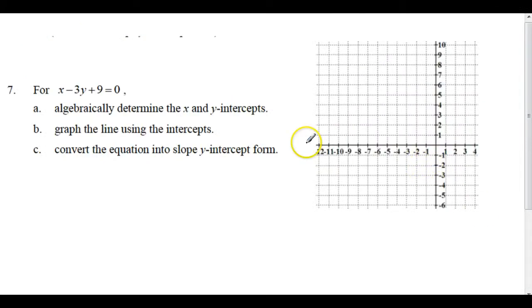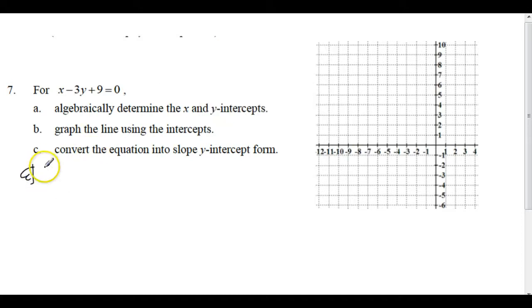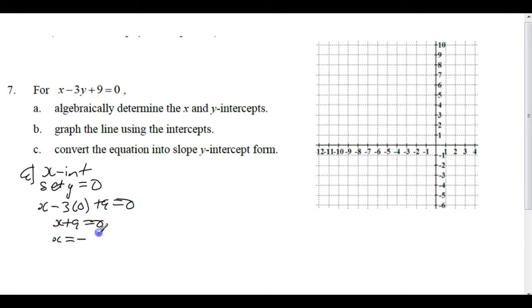7. For x minus 3y plus 9 equals 0, algebraically determine the x and y intercepts. All right, let's go back, and I like my thin line. So A, the x-intercept, you set y equal to 0. Gives me x minus 3 times 0 plus 9 equals 0. X plus 9 equals 0. X is negative 9.